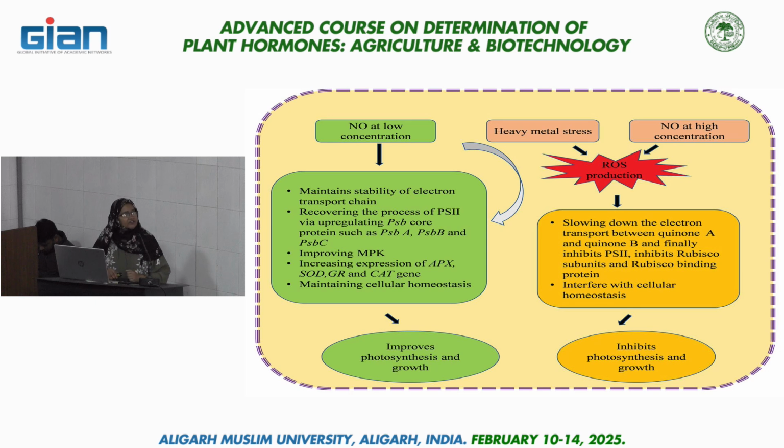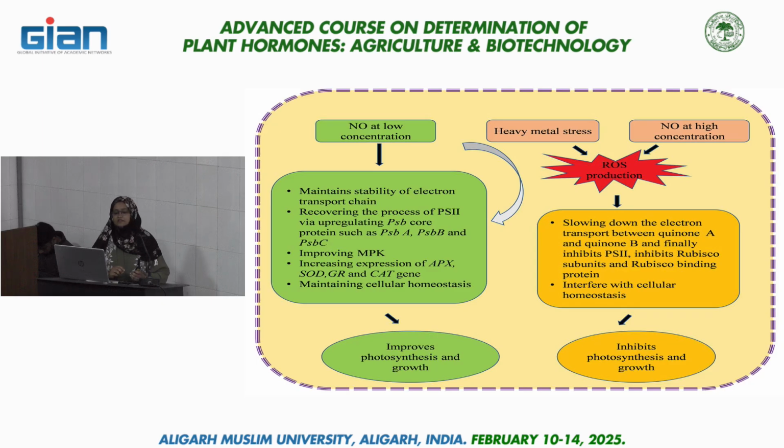But at higher concentration, it disrupts the cellular homeostasis and ultimately inhibits photosynthesis and decreases the yield of the plant. So, as we have discussed earlier, its concentration is very important and is regulated by its homeostasis, which involves the biosynthesis and scavenging of nitric oxide.